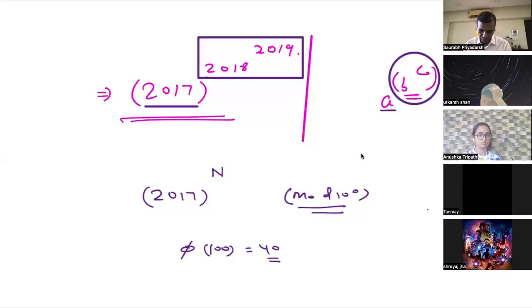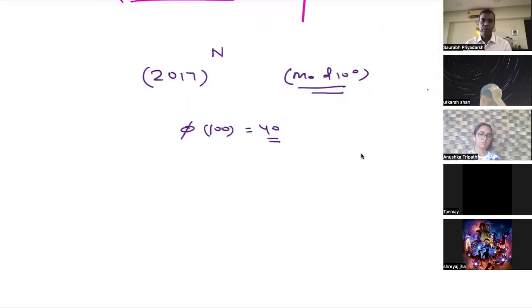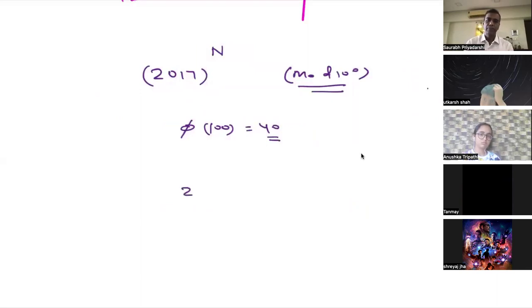Is this okay, everyone? 2017 to the power 40 is congruent to 1 mod 100.